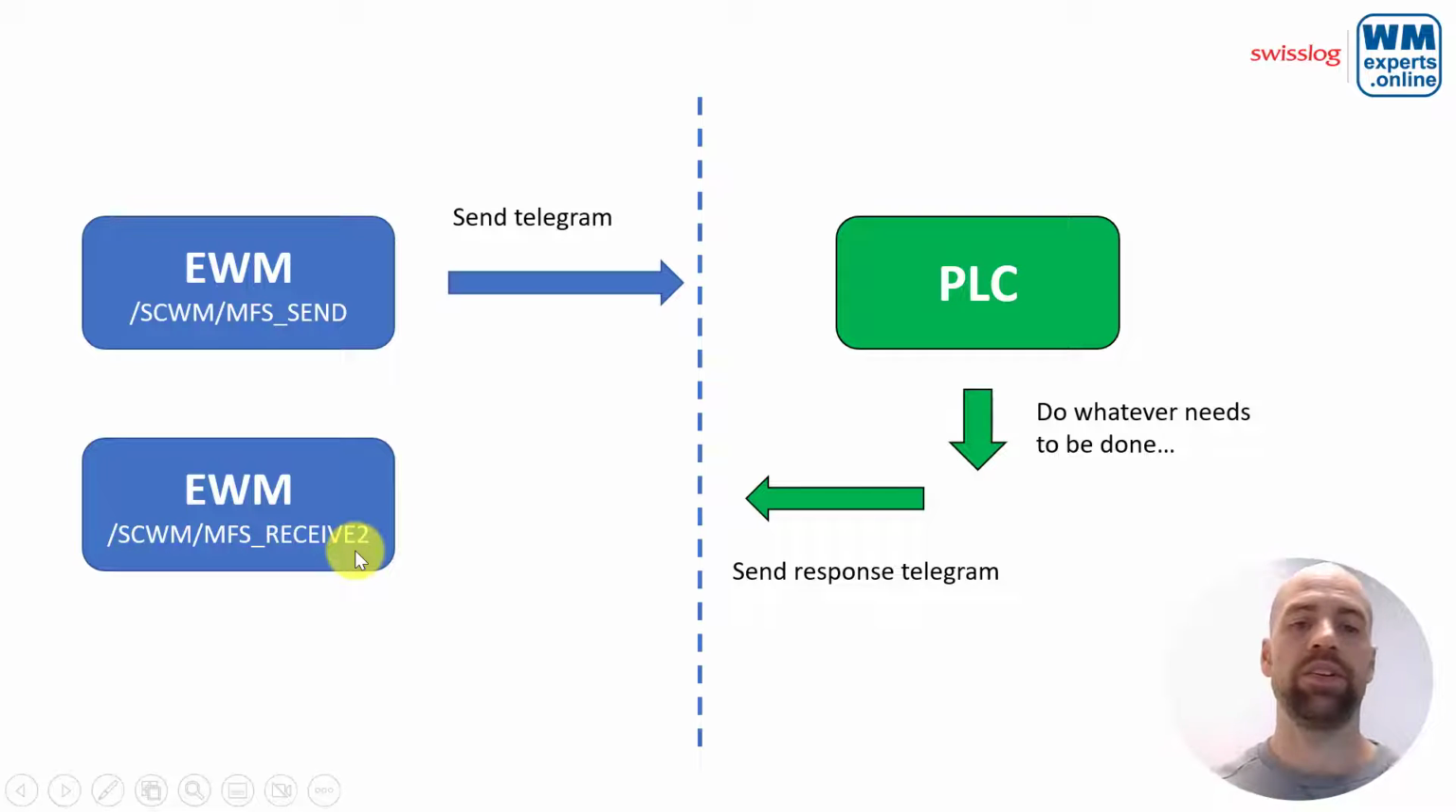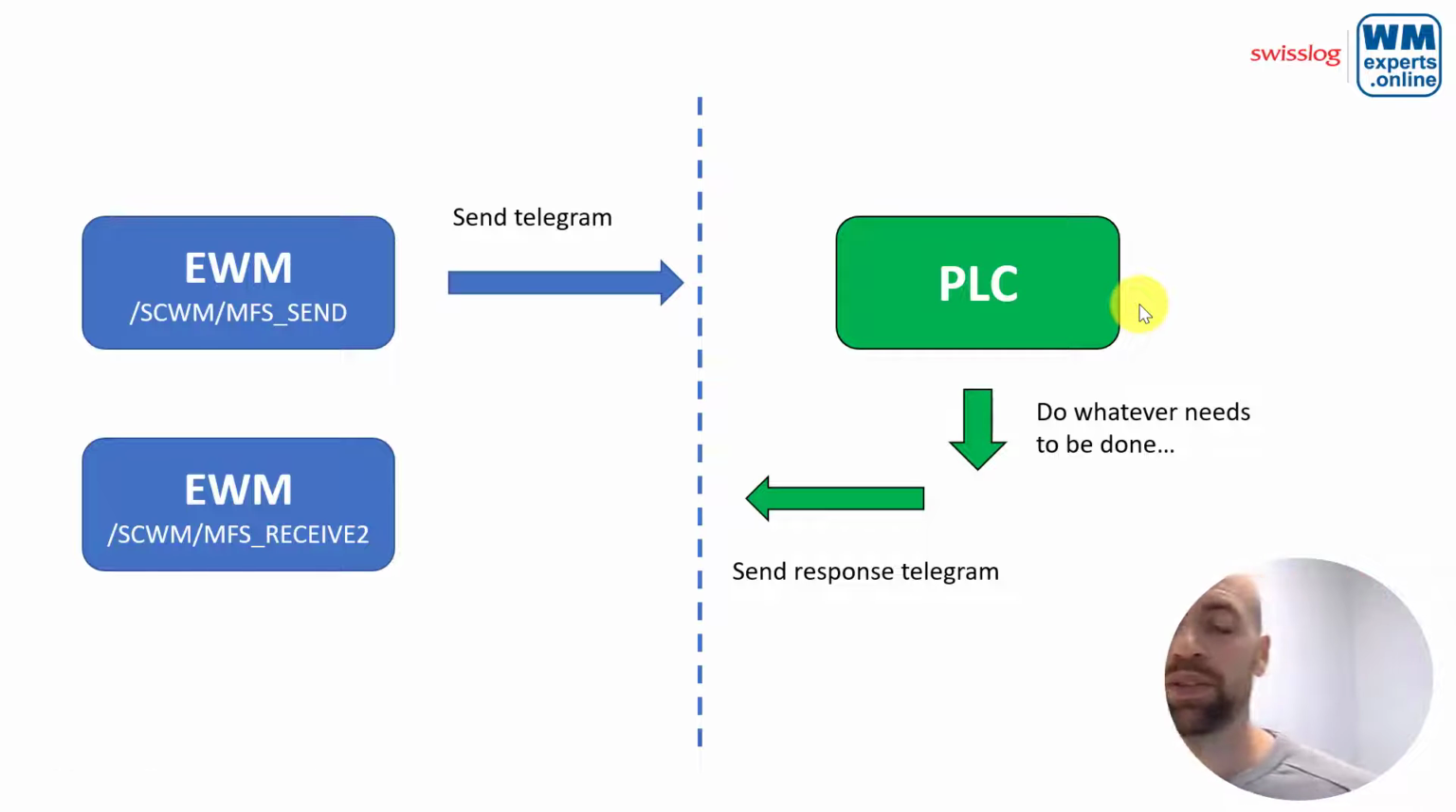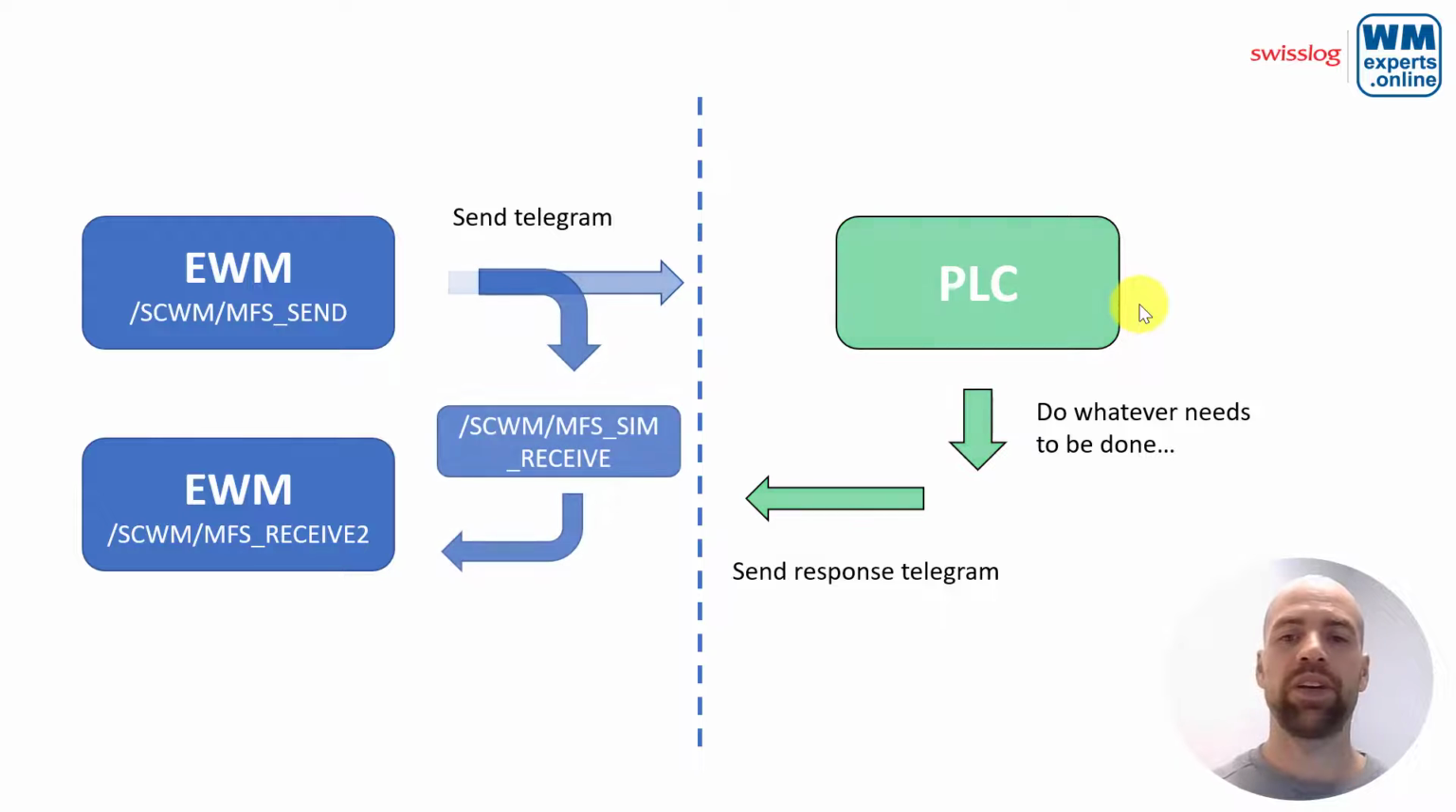It could also be that the PLC starts the communication, so the PLC at first sends a telegram to EWM, where it is received in this function module, and as a response, EWM sends a telegram to the PLC. So this is a cycle. It can start at both sides. Now, with an emulation in place, the right side here is skipped.